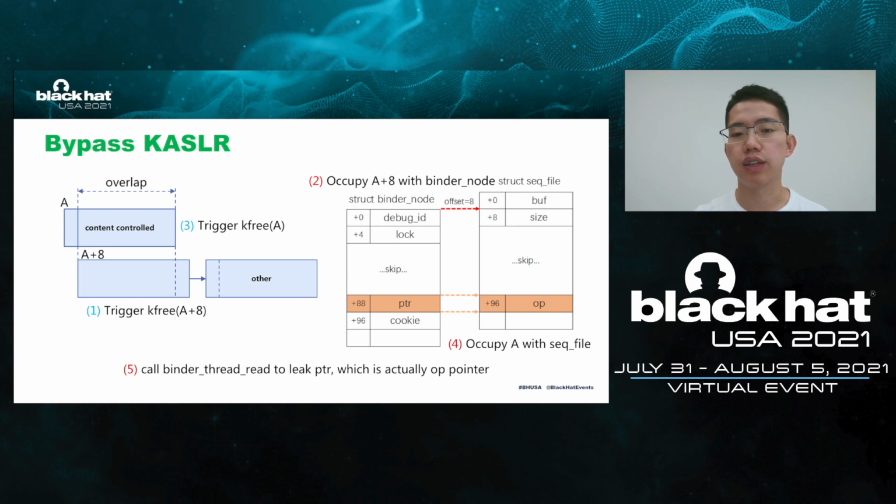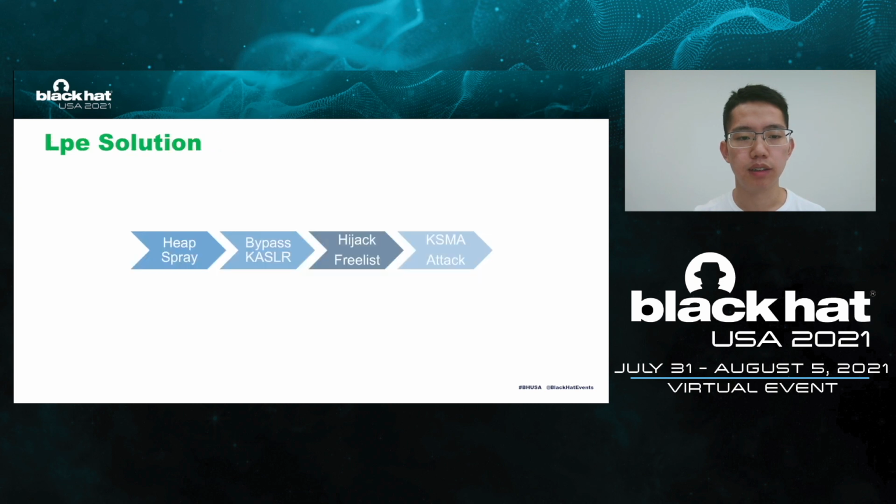There are 5 steps. The first step, of course, is to trigger the bug, and then we need to copy A plus 8 with binder_node. And then we call recvmsg to release A. Now we can copy A with seq_file and call binder_thread_read to read the pointer out, which is the op field of the seq_file. The following content is relatively simple.